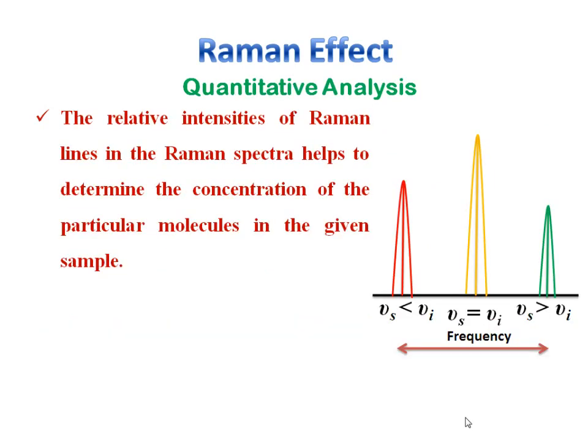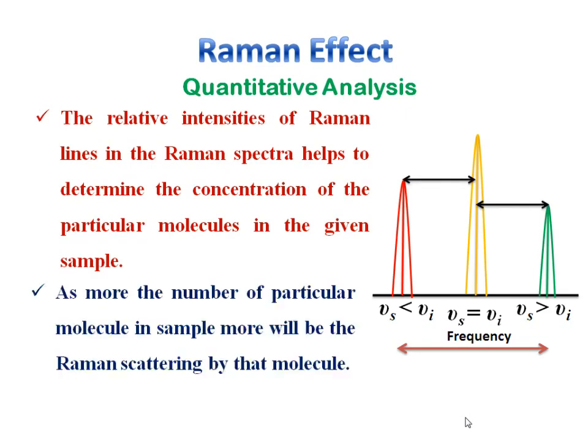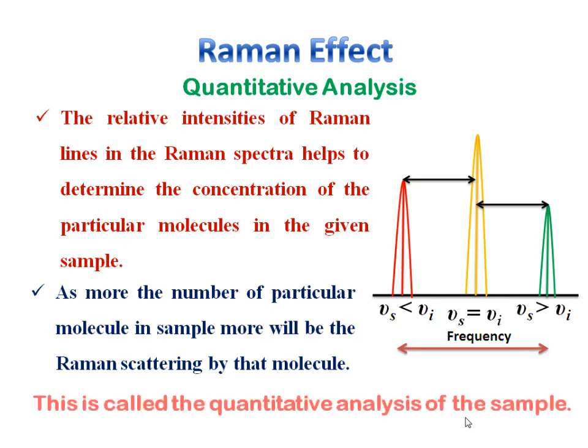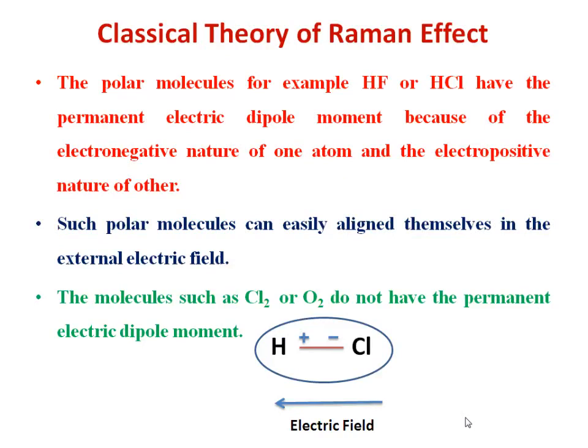Similarly, the intensity of a particular Raman line helps to determine the concentration of a particular molecule in the sample. The more molecules of a particular kind in the sample, the more Raman scattering by those molecules. This is called quantitative analysis of the sample. In order to get a better insight into Raman spectroscopy, it is necessary to understand the classical theory of the Raman effect.